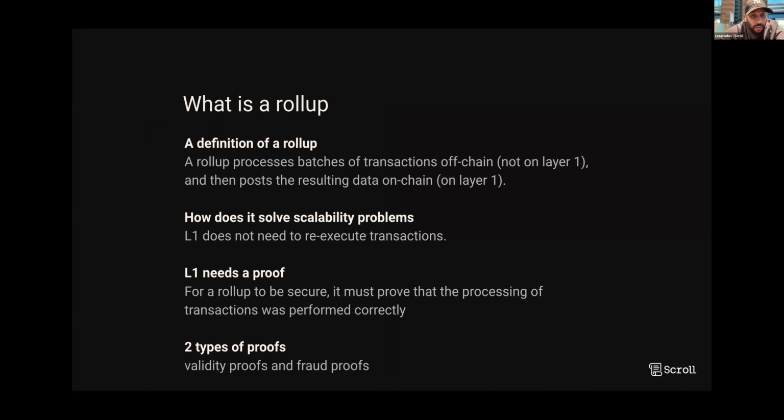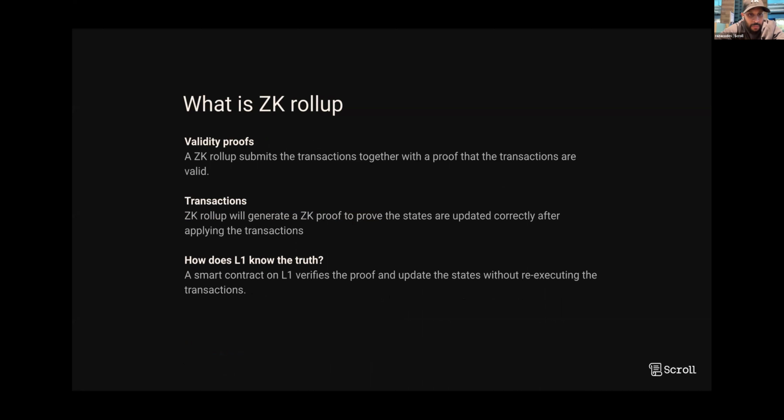But an L1, so Ethereum in this case, needs to prove that these transactions are valid. How does Ethereum know that transactions are valid? Well, two types of proof exist today in the rollup and layer 2 space: validity proofs and fraud proofs. I'm not going to touch upon fraud proofs. That's the OP rollup landscape. Validity proofs is what a ZK rollup uses.